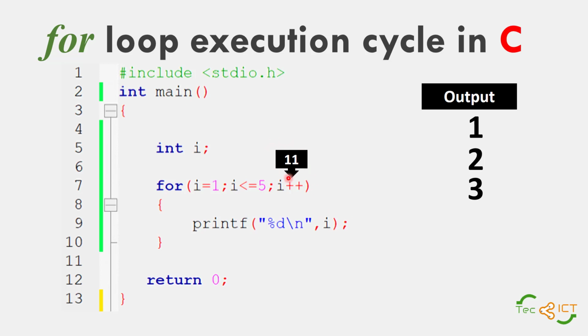The 11th step, the incrementation of I. Now I becomes 4. Again the condition. It checks whether 4 is less than or equal to 5, which is true. Then the loop is executed. It prints the value of I as 4.